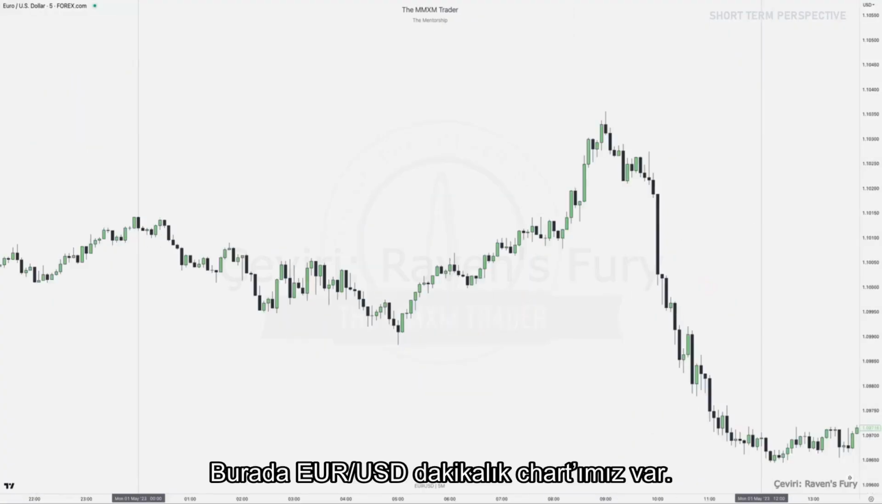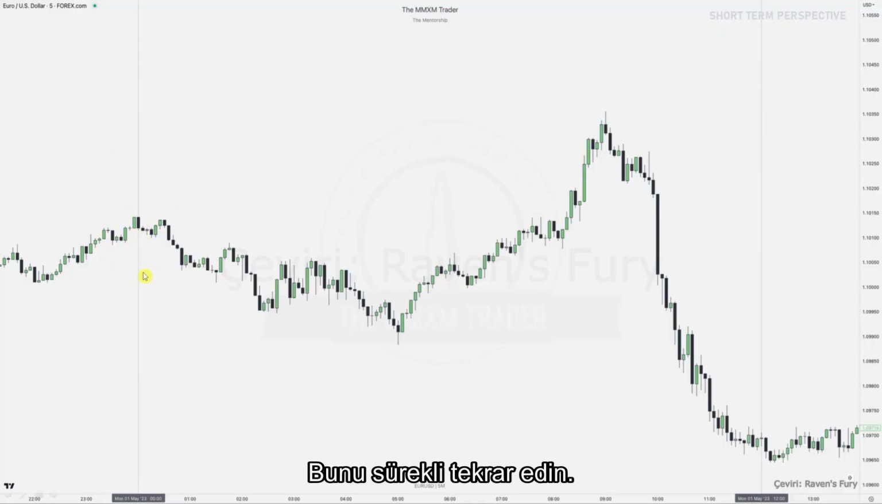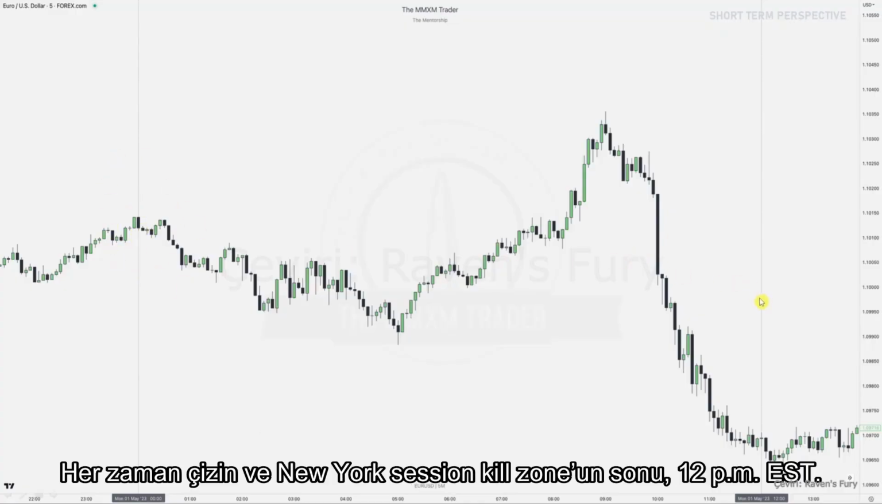So over here, we've got a Euro USD 5-minute chart, right? It's naked, we're going to add some lipstick later, but always we start off with that New York midnight opening line. Just keep repeating that over and over again. Always draw that out, and then the end of our New York session kill zone, right? 12 p.m. EST.